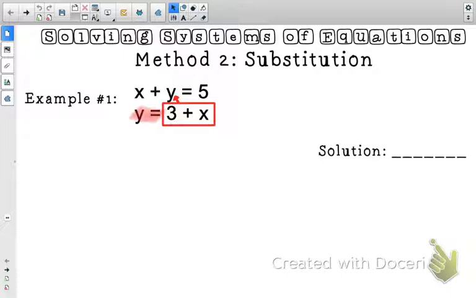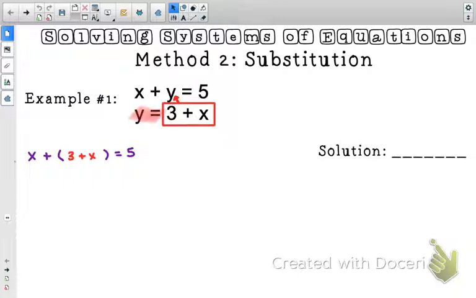I got a little ahead of myself. Let's rewrite that first equation, but instead of writing y, we're going to do a big set of open parentheses. Then I'm going to plug in that boxed expression. Since y is equal to 3 plus x, I can substitute it in for y to solve the equation. So now I have an equation with just one variable, something we can definitely solve.